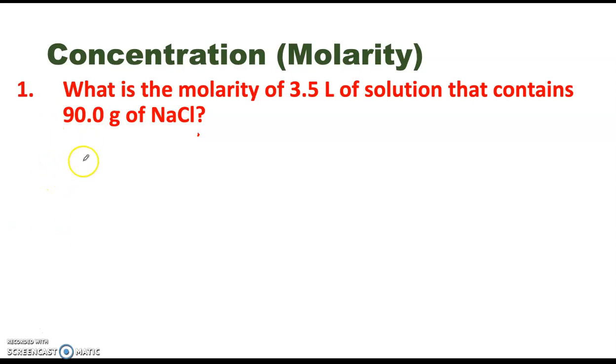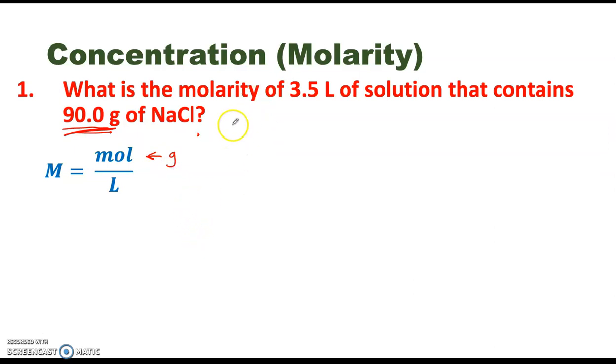Kind of rough there. So my equation is moles per liter, but notice that I'm not given moles, I'm given grams, and that's pretty typical because you're going to weigh out your NaCl. You don't weigh out moles, you weigh out grams. So what I'm going to have to do first is I'm going to have to convert from grams to moles.